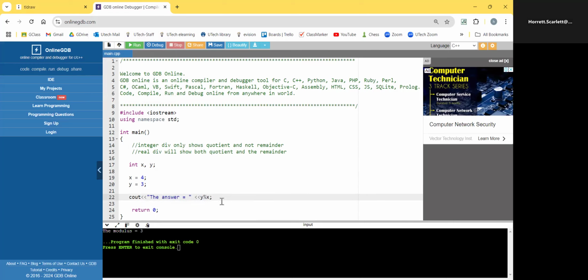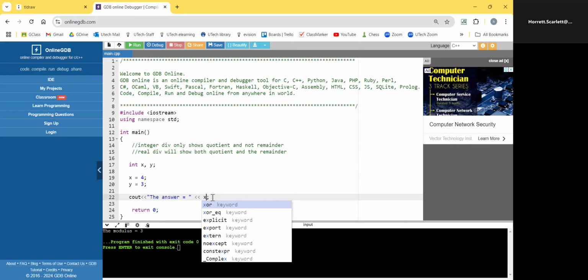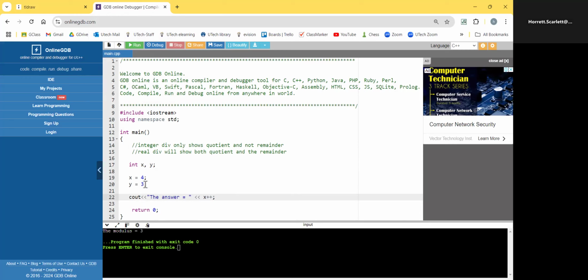So let's say the answer is equal to, and we are going to increment. So it's x plus plus. Remember, x is 4 currently, and we are trying to increment x by using the plus plus operator. So let's execute. And we're seeing here that it still says that the answer is 4. Now, there is something that we need to be aware of. One is known as pre-increment, and one is known as post-increment.